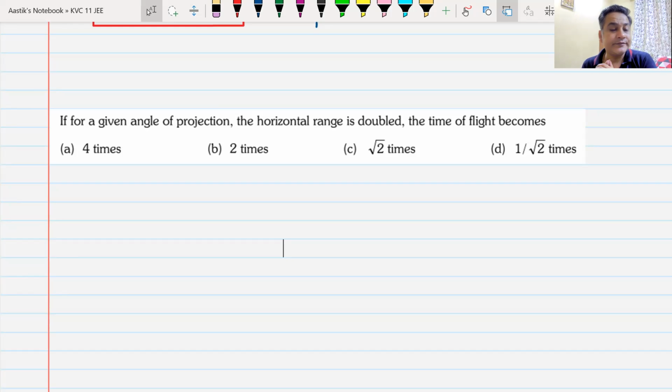Okay, this one. For a given angle of projection, the horizontal range is doubled. Angle of projection remains the same. The horizontal range is doubled. What about the time of flight?